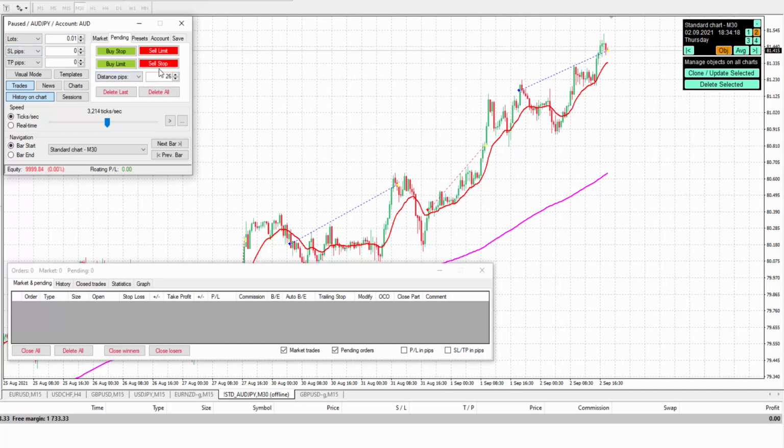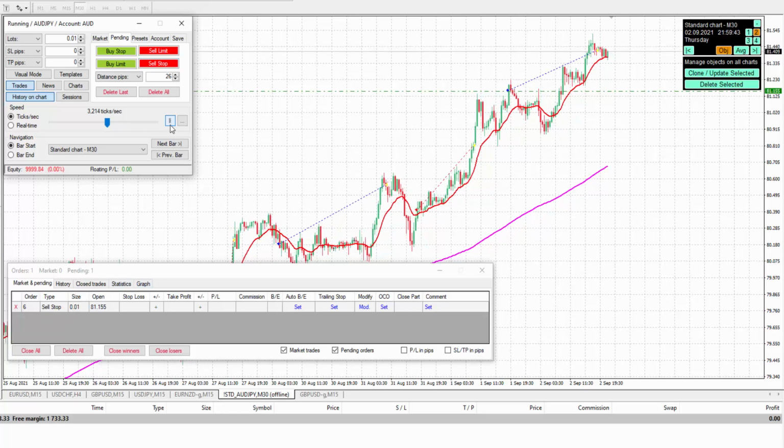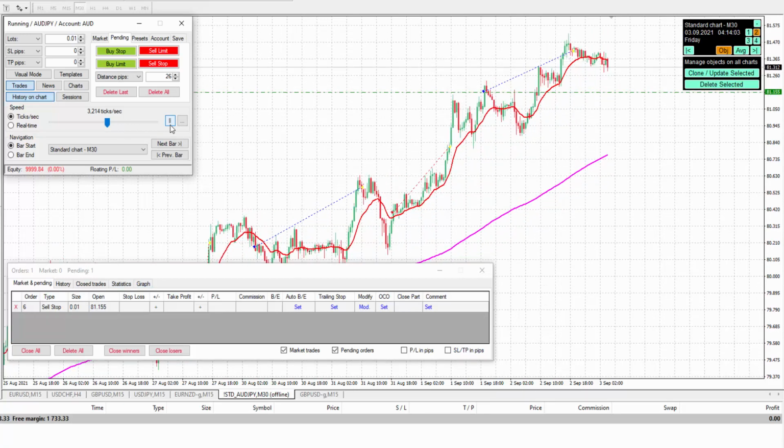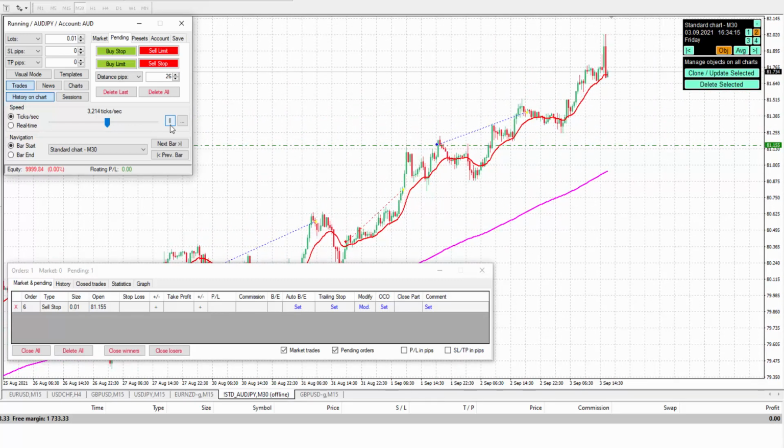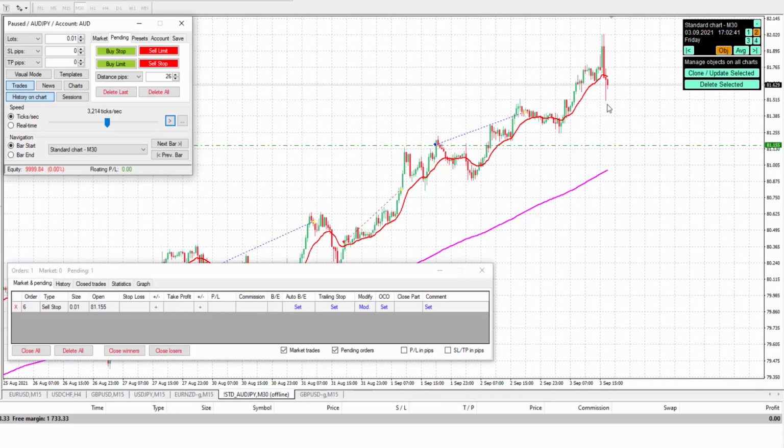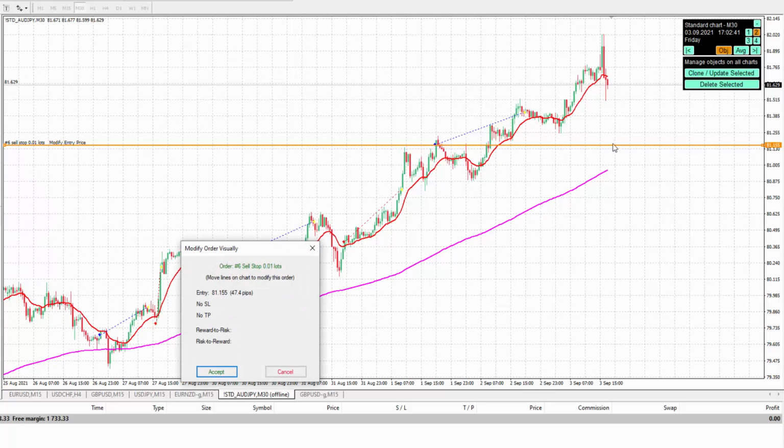So 26 pips away, I'm going to click on sell stop, and here's my pending order, my sell stop order, and here you can also see the type is sell stop. Now let's play and see how this plays out. There's a massive uptrend going on here. And okay, something has happened here. What I'm going to do, I still think this is a great example. I will just modify this order.